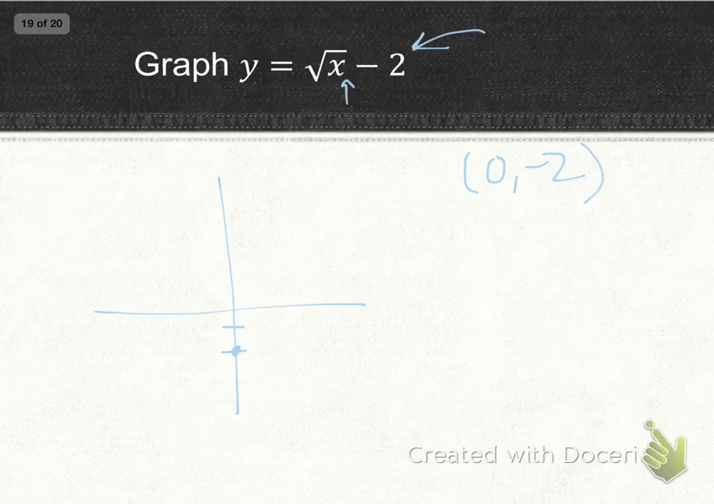Negative in front of my square root is a reflection over x. Negative inside my square root means a reflection over y. If it is a number bigger than 1 on the outside here, we're going to stretch it. If it's a number smaller than 1, we're going to shrink it.